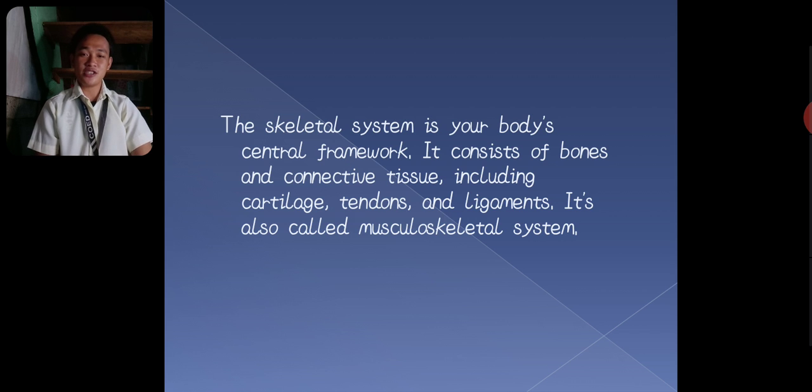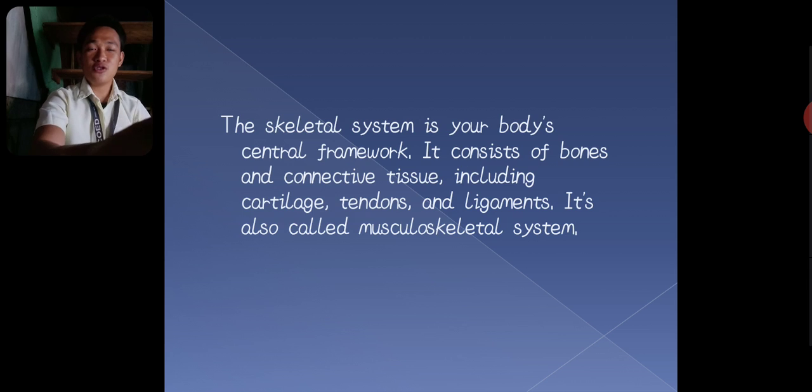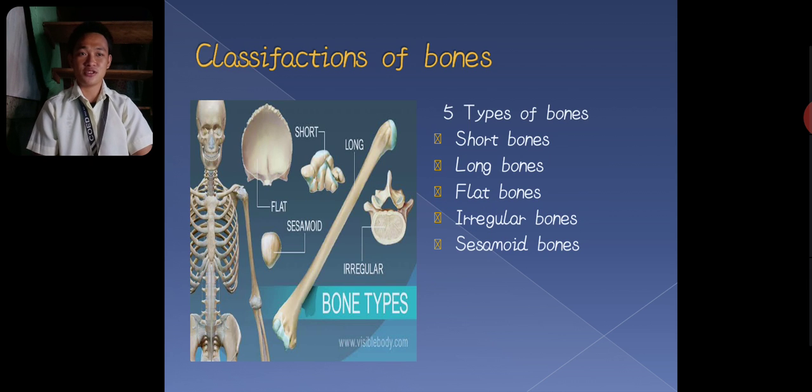So, sa skeletal system ay binubuo ng about 20% of a person's body weight. An adult skeleton naman contains 206 bones. So, dumako tayo sa classifications of bones. So, meron tayong 5 types of bones. So, meron tayong short bones, long bones, flat bones, irregular bones, and sesamoid bones.